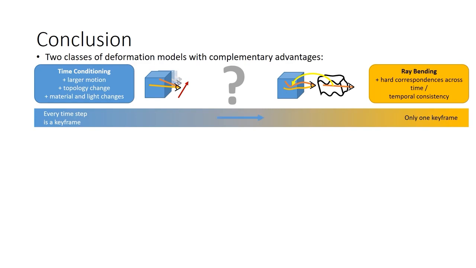We might also imagine a method that starts on the time conditioning end of the spectrum and anneals into a single keyframe over the course of training. Some limitations that should be lifted are, of course, the standard limitations of static NeRF. It is slow, supports only a limited scene size, has no prior on how the scenes look beyond observations, and so on.